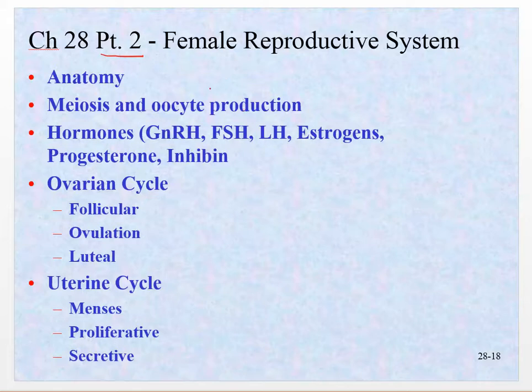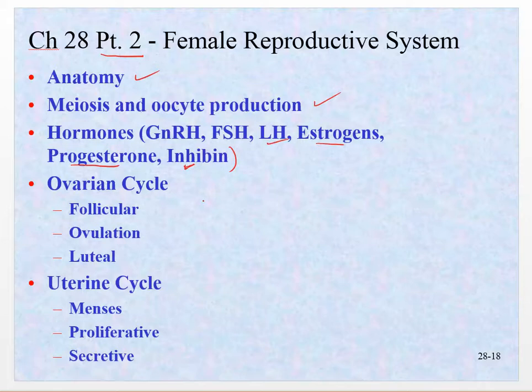So for this one, we're going to talk about female reproductive anatomy, meiosis, and oocyte production. Where in males we were producing sperm, in females we will be producing oocytes, or eggs, as we often call them. And then we'll talk about the different hormones: gonadotropin-releasing hormone, follicle-stimulating hormone, luteinizing hormone. We saw all these in males as well, and whereas in males we saw testosterone, in females we see estrogen, or estradiol, and then progesterone. Also we saw inhibin a little bit in males, and we'll talk a little tiny bit about it here with females as well.